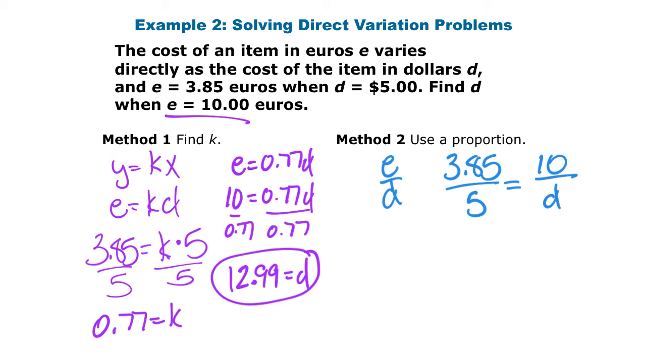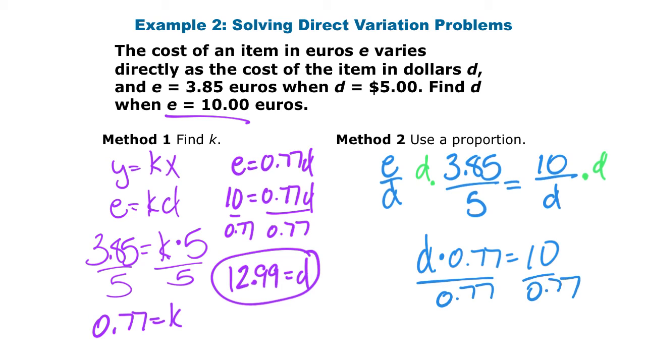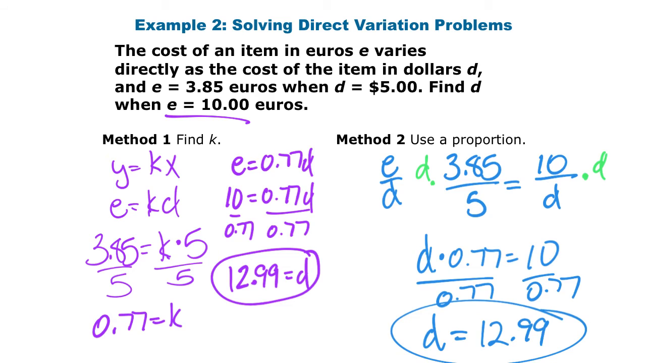The other way you could do this is to use a proportion. So I'm going to set up euros over dollars. So 3.85 euros is $5. So that's going to be equal to 10 euros over I don't know how many dollars. And now I'm just going to solve this for d. To get d out of the denominator, I multiplied both sides by d. And then on this side, I just took 3.85 divided by 5, and I got 0.77. So now to get d by itself, I'll just divide. And you notice it ends up being the same division we just did. And so we get the same answer for d.